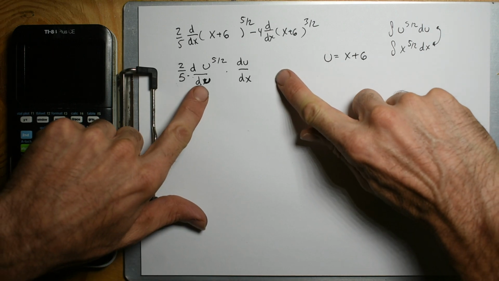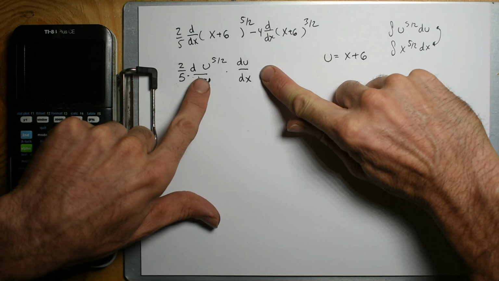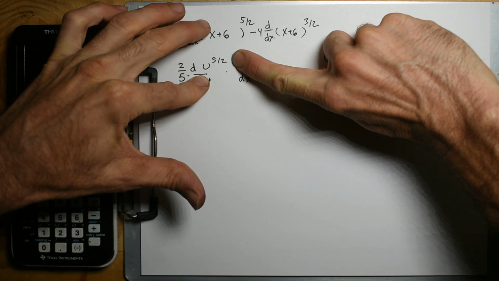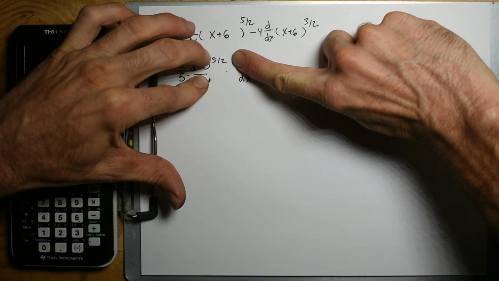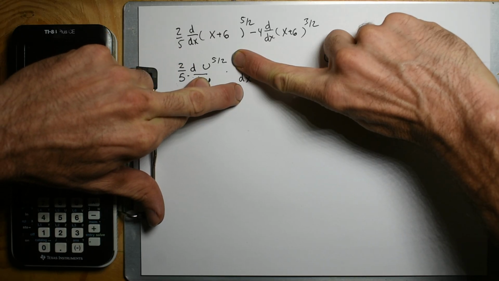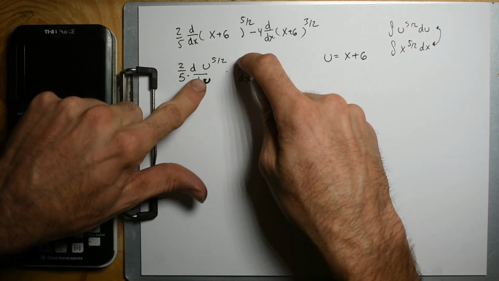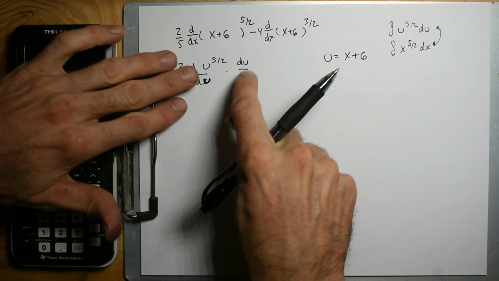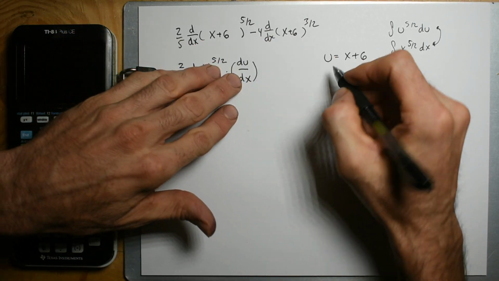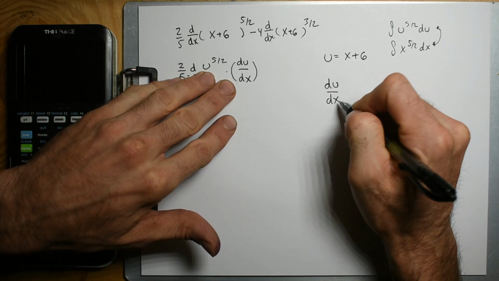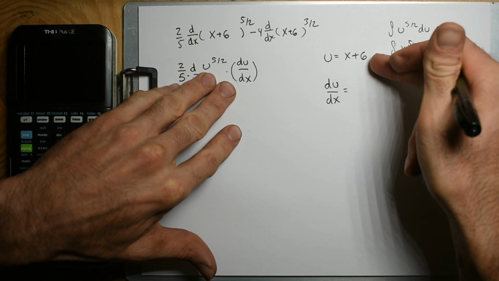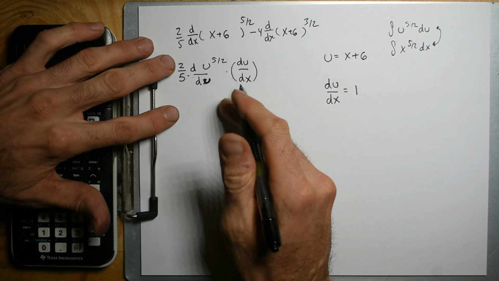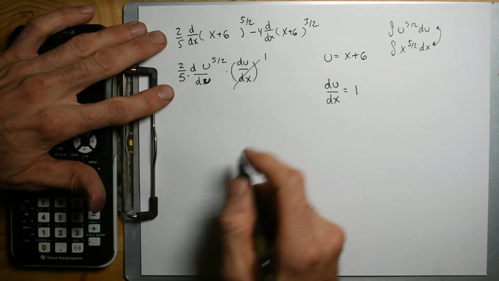And always do this. Once you set up the chain rule, cross out these two, and then put back your u. This is the derivative of x plus 6 to the 5 halves with respect to x. The fact that those two cancel is kind of cool. This is its own term, so we need to take the derivative of u with respect to x. Sometimes you have to use the chain rule again. This one's straightforward, and this is just 1. So I'm just going to say that's 1 and we can be done with it.